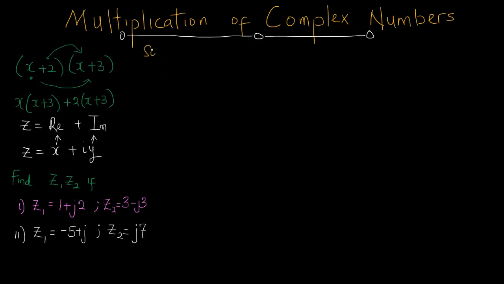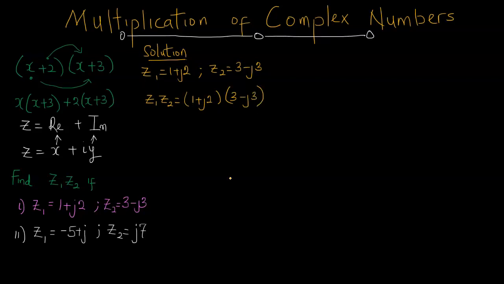Okay, so the first one, we want to multiply the two complex numbers. Now z1 is equal to 1 plus j2, z2 equals 3 minus j3. So z1 z2, I'm just going to introduce parentheses, that's z1, and 3 minus j3, that's z2. Thus, the first item here, the real part, is going to multiply everything in the other bracket. So this is 1 times 3 minus j3. Then the second item here, the imaginary part of z1, that's positive j2, is going to multiply every item in the second parenthesis. So this is 3 minus j3.